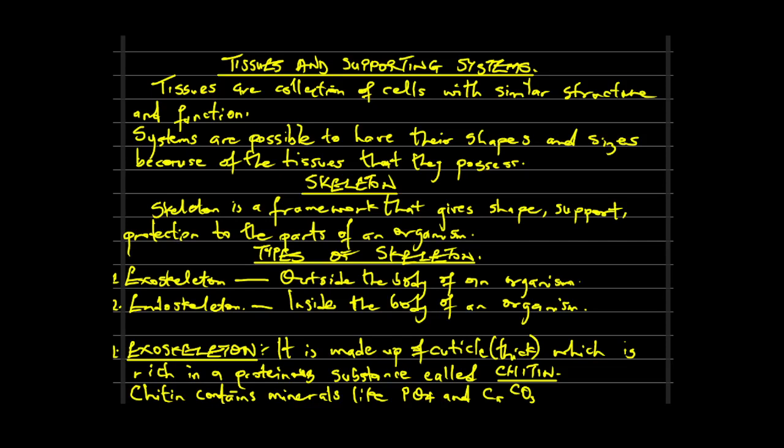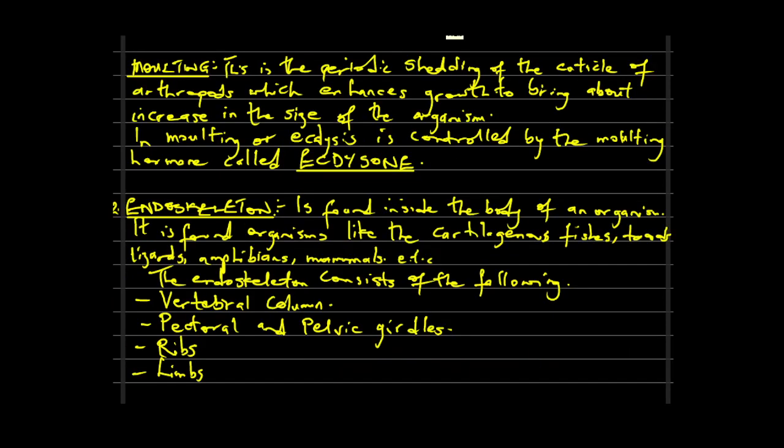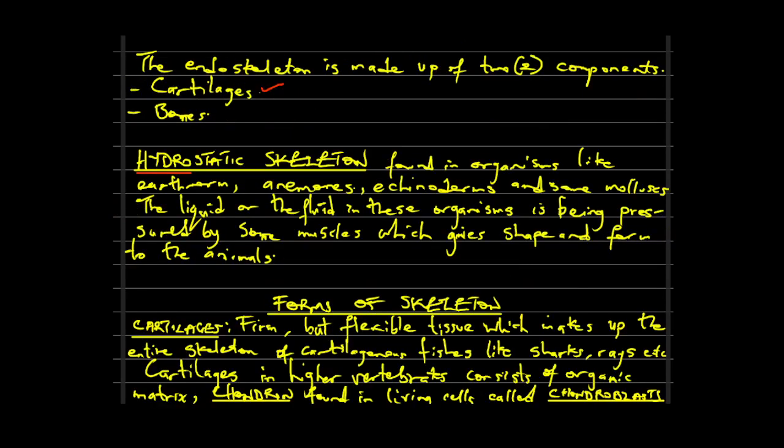Then we talked about the skeleton, and we made mention of the types of skeleton that we have. We said skeleton is a framework that gives shape, support, and protection to the parts of the body of an organism. And then the types: we have the endoskeleton and the exoskeleton. The exoskeleton is found outside the body of the organism, while the endoskeleton is found inside the body. We also talked about molting, which is the shedding of cuticle in the arthropods. And also we went further to talk about the hydrostatic skeleton, which is the skeleton found in some worms, as a result of the fluid in them being pressured upon by the muscle.